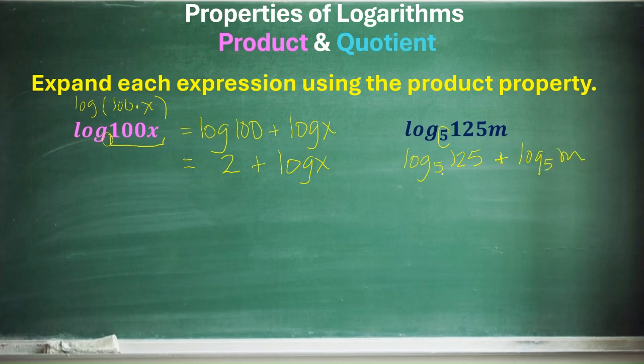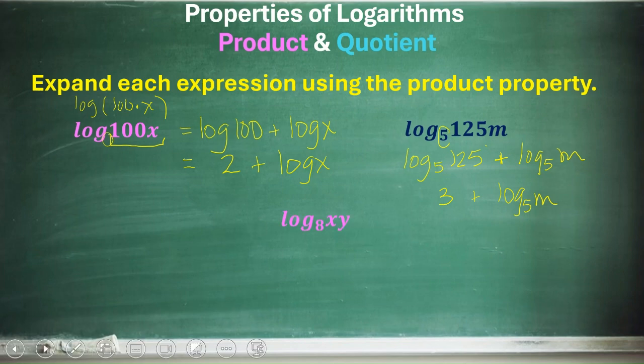Great. But I'm also thinking about log base 5 of 125. That sounds like something I might know. So 5 times 5 is 25. 25 times 5 is 125. So if I were to raise 5 to the power of 3, I get 125. That means log base 5 of 125 is 3. Because remember, what this is really asking is 5 to what power makes 125? So 3. And then I have plus log base 5 of m. So these are turning out super nice, super manipulatable.